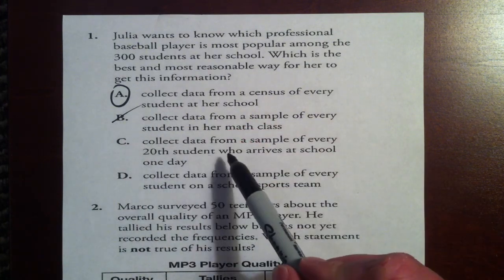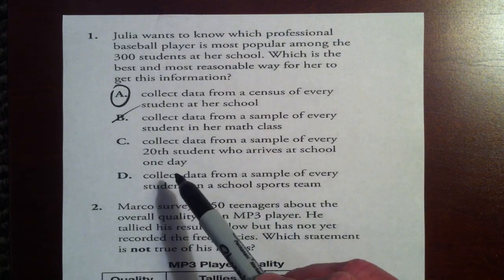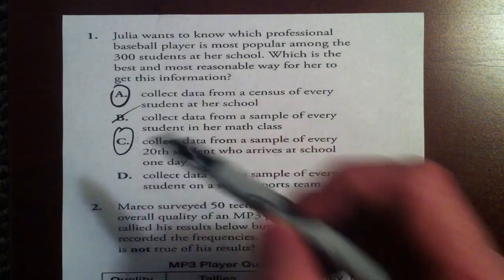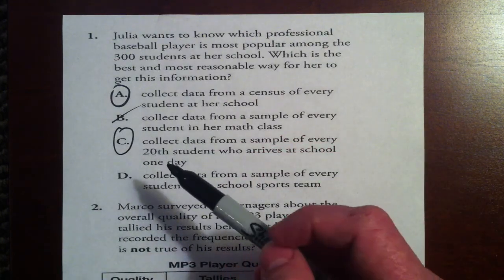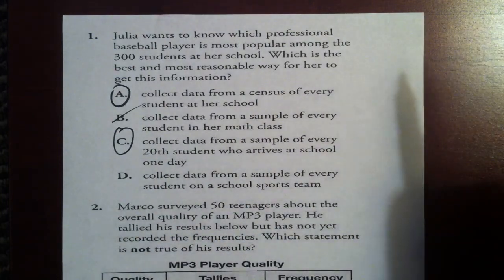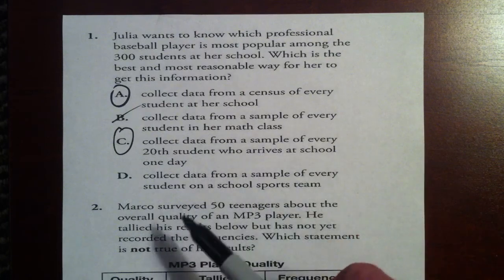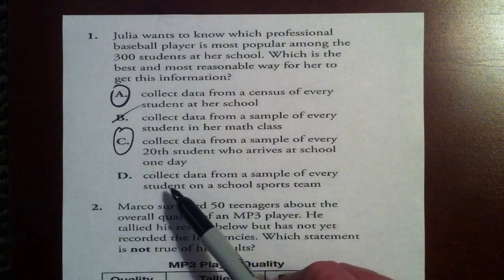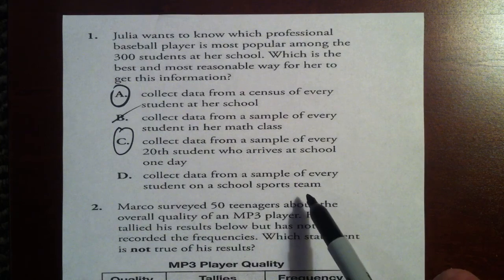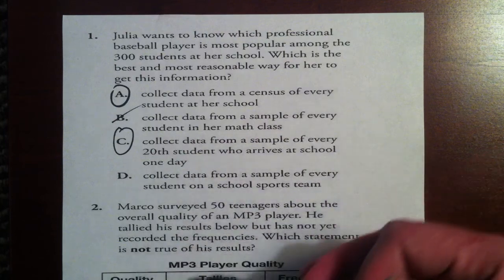C, collect data from a sample of every 20th student who arrives at school one day. This might be a good choice because every 20th student is a very random sample. We're not asking all girls. We're not asking all boys. We're not asking all 7th graders. We are asking every 20th person who arrives at the school. And finally, D, collect data from a sample of every student on a team who plays sports. Again, that's a little bit too specific. If we're going to do a sample, we want one random.